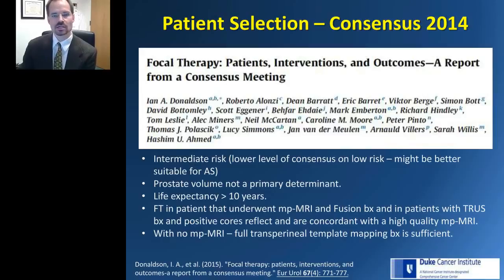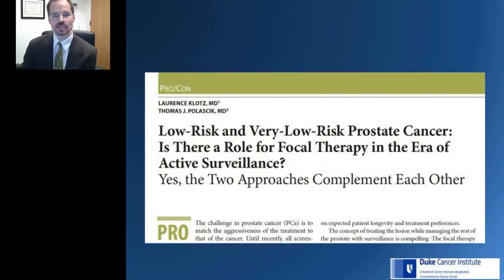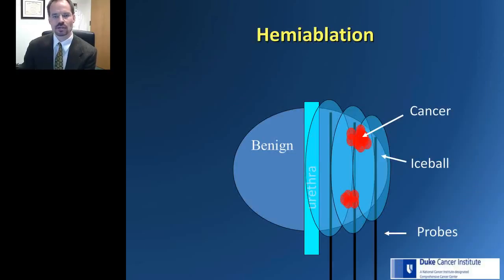However, a consensus in 2014 then showed that we should, as Dr. Loeb has stated, shy away from the low-risk patient because they're better suited for active surveillance. We then focused on the intermediate risk one. The volume's not a determinant since we're only targeting a small area, and we want the man to benefit from this treatment by having a life expectancy over 10 years. I wrote this article with my colleague Dr. Klotz from Toronto, who is a very strong advocate for active surveillance, and we both agree that there still are low-risk prostate cancer patients that could benefit from focal therapy in the area of active surveillance because the two approaches indeed can complement one another.